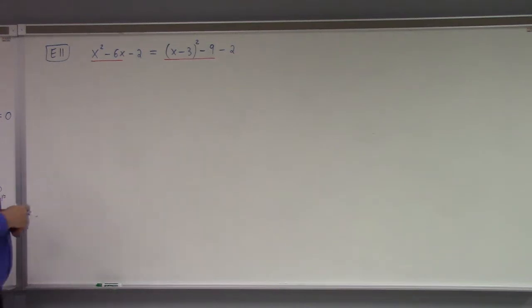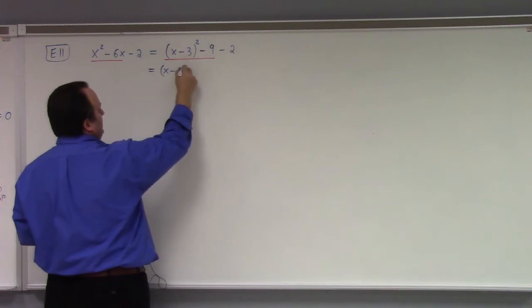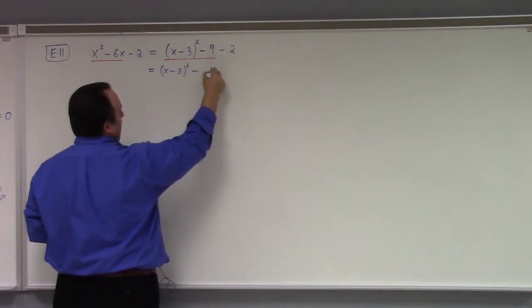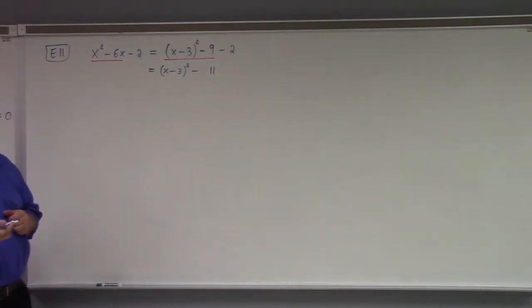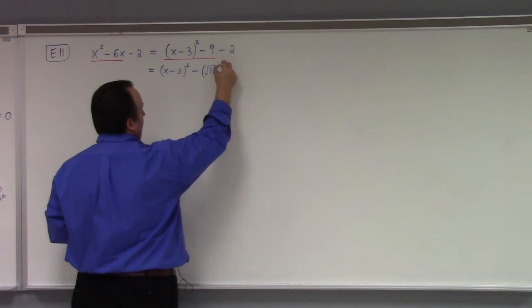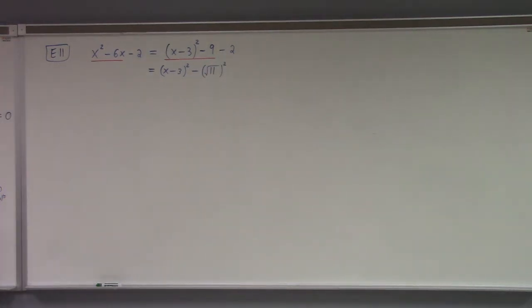Now, what do we have? We have x minus 3, quantity squared, minus 11, right? But I say we think of 11 as the square root of 11 squared. The reason is that now I can think of it as a difference of squares.